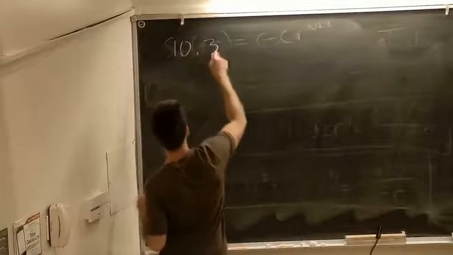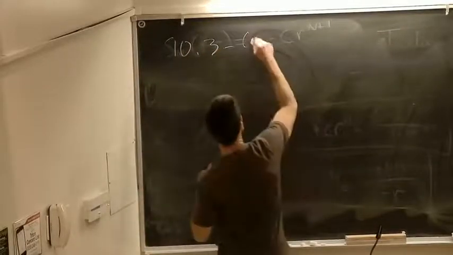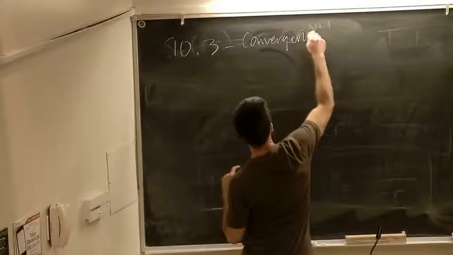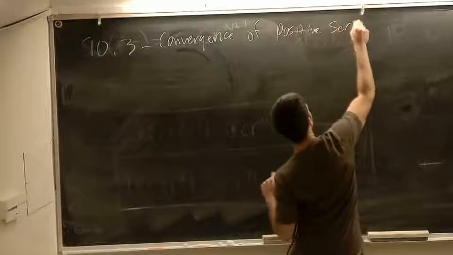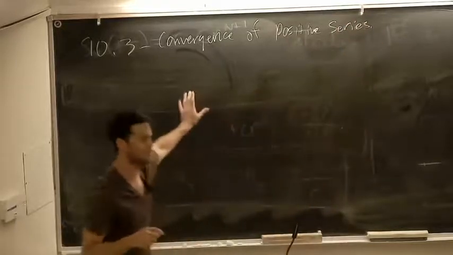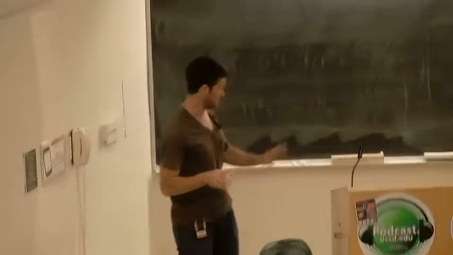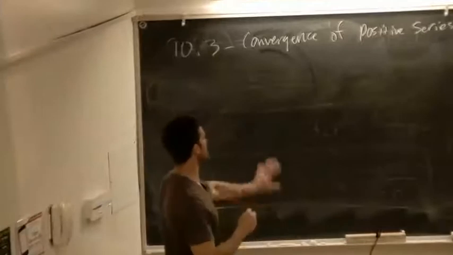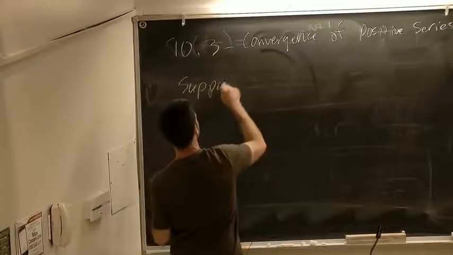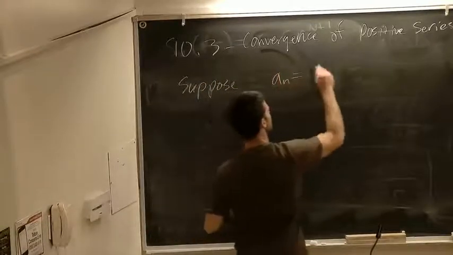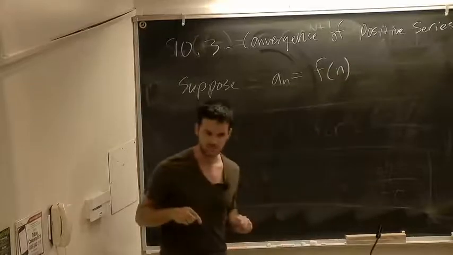Now, the thing that I said I needed to show you first is the first topic of 10.3. The title of this section is Convergence of Positive Series. So for this section, everything's going to be positive. We're not going to worry about any negative business. The picture gets a bit more complicated when you start worrying about negatives, but for now, everything's going to be positive.